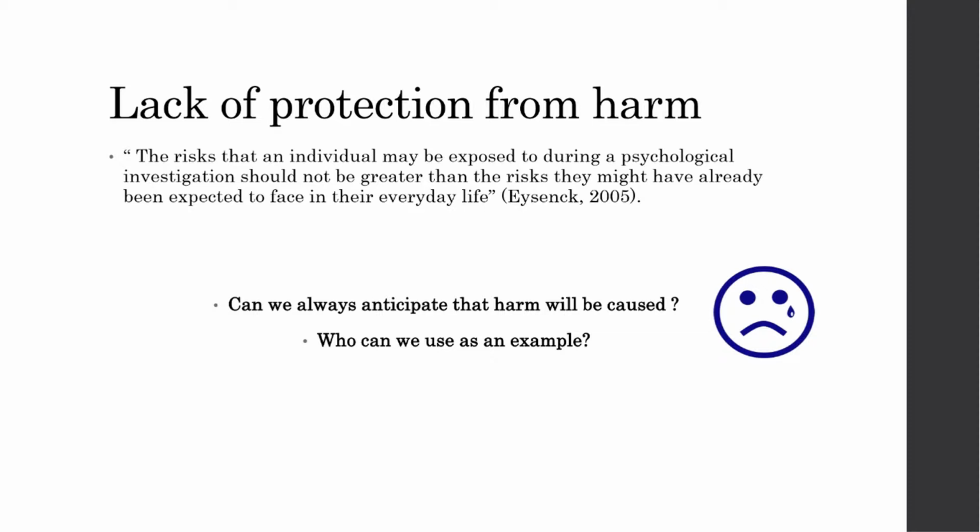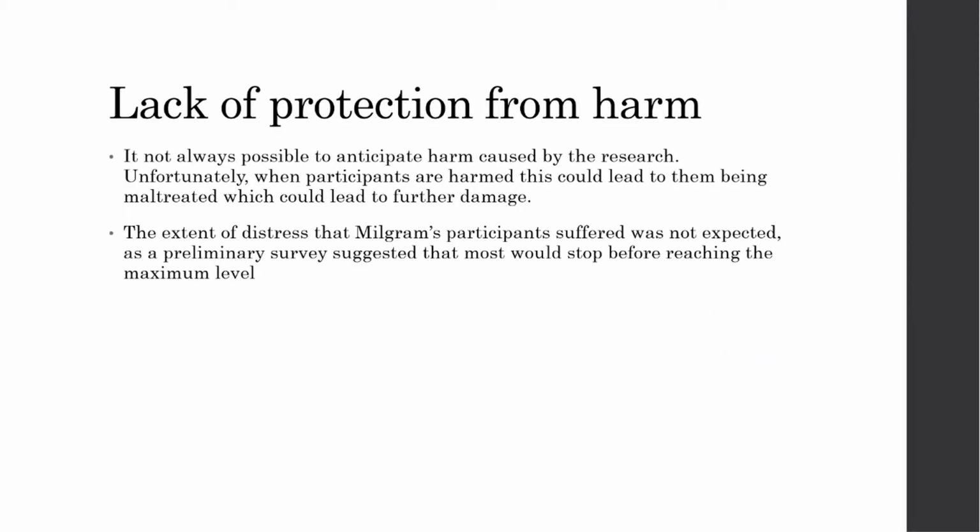Now, the lack of protection from harm. It's not always possible to anticipate the harm caused by the researcher. Researchers may maltreat or neglect their participants because they have not acknowledged the potential that harm can be caused, which in turn could lead to further damage of the participants. The extent of the distress, for our example, can be seen with Milgram's participants, and what he didn't expect was to witness the amount of stress and suffering that was caused with his participants.